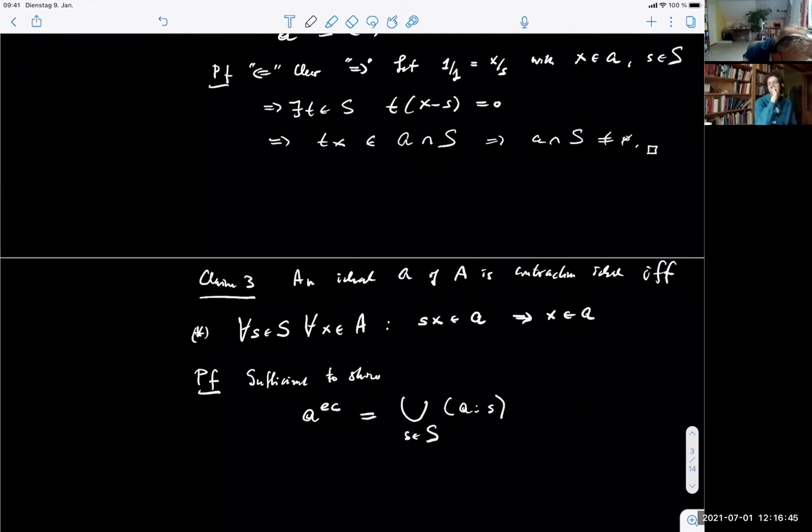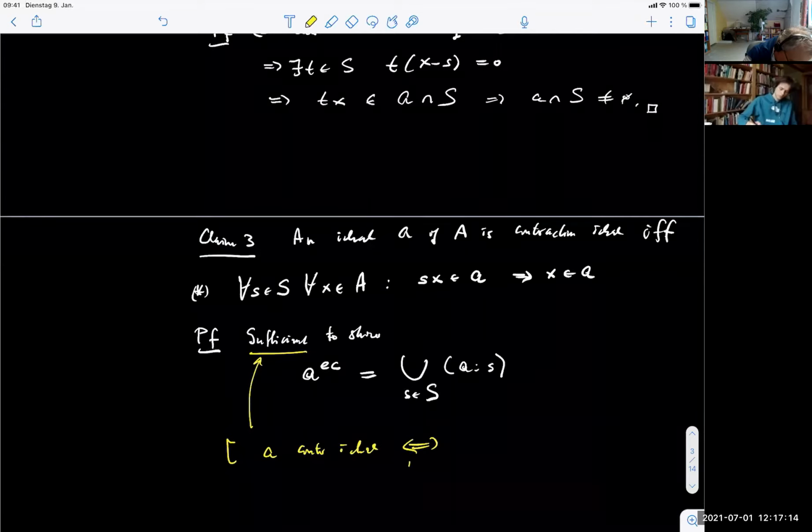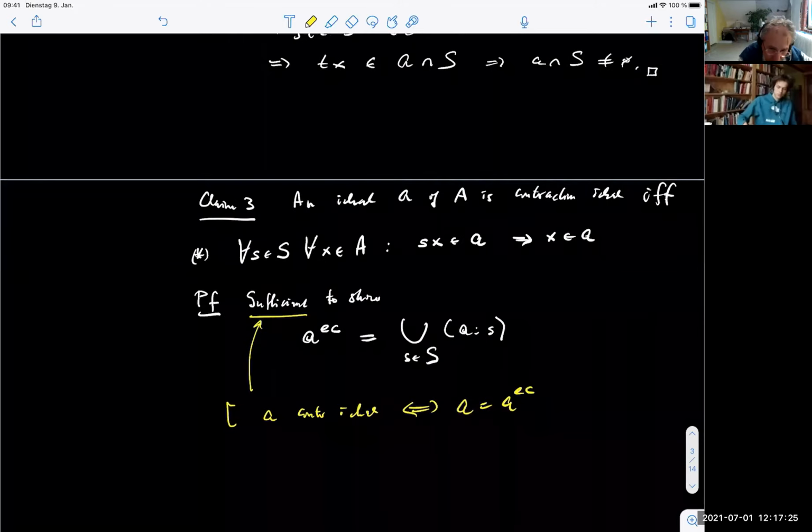Okay, let me first explain the sufficient direction, because I'm pretty sure that this can be confusing. Let's talk about the sufficient. So a contraction ideal, by our characterization, maybe not definition, means A equals A extended contracted. That's what it means.